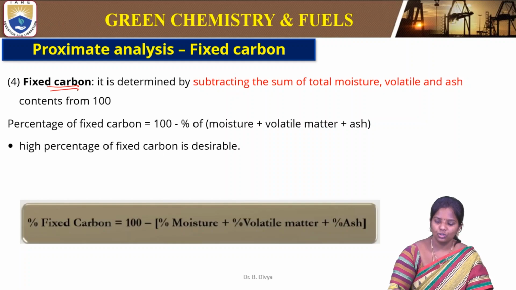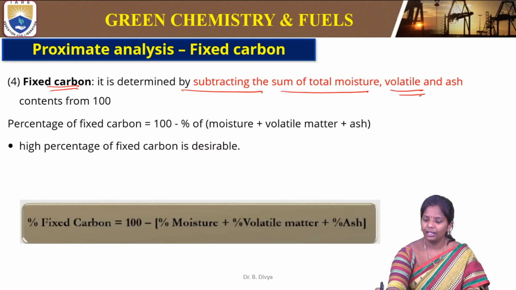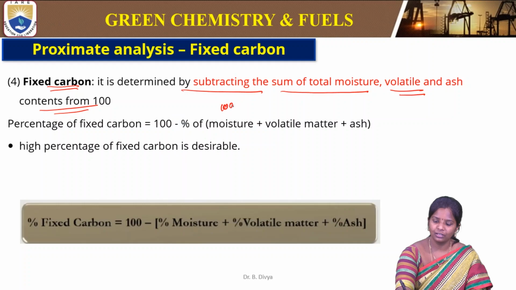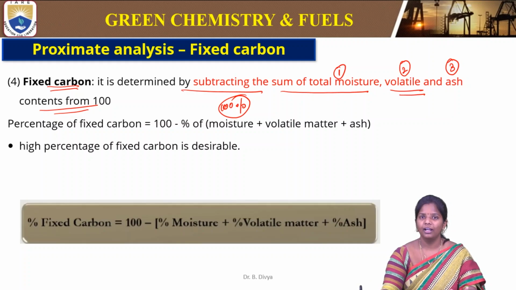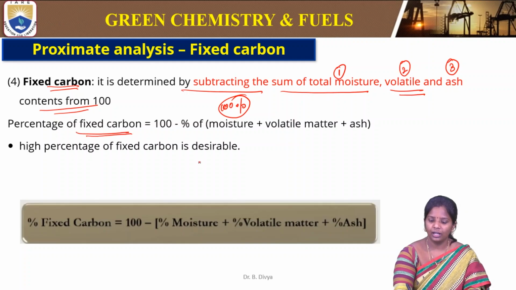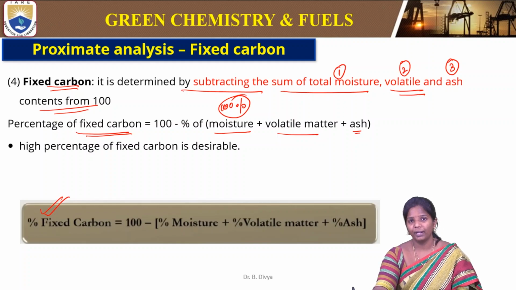Next is the fixed carbon. It is determined by subtracting the sum of total moisture, volatile matter and ash content from 100. Whatever we remove from the 100%, we get whatever carbon is present in that particular coal. Moisture, volatile matter and ash, all these three are removed from 100% so that we get the actual fixed carbon. So the percentage of fixed carbon is equal to 100 minus the percentage of moisture, volatile matter and ash. A high percentage is desirable, as that gives high energy and is very useful for practical applications.